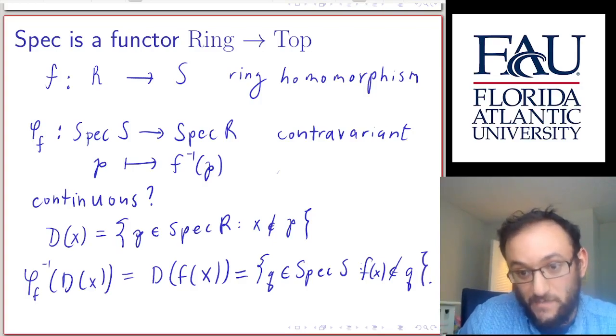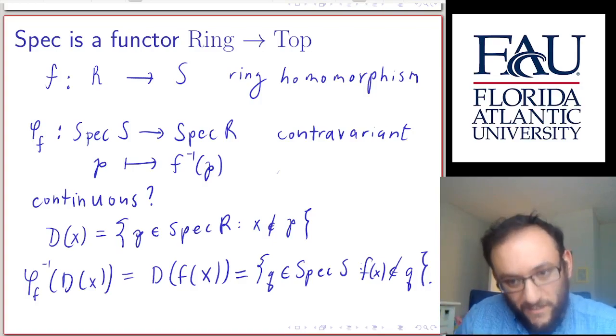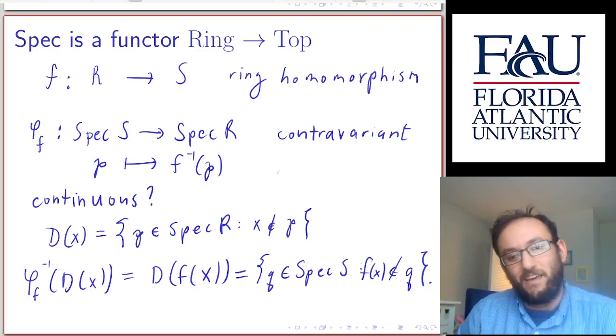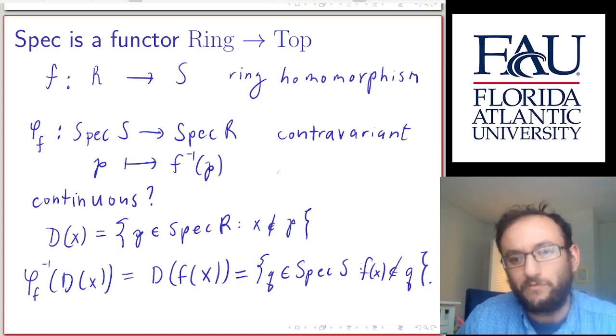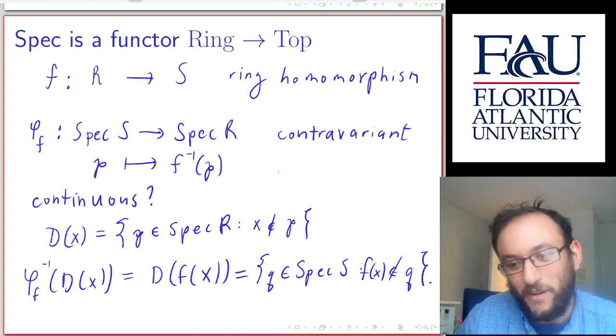So we've seen a lot about Spec. We've learned what topological spaces are. We've learned what a category is. I think that's quite enough for today.